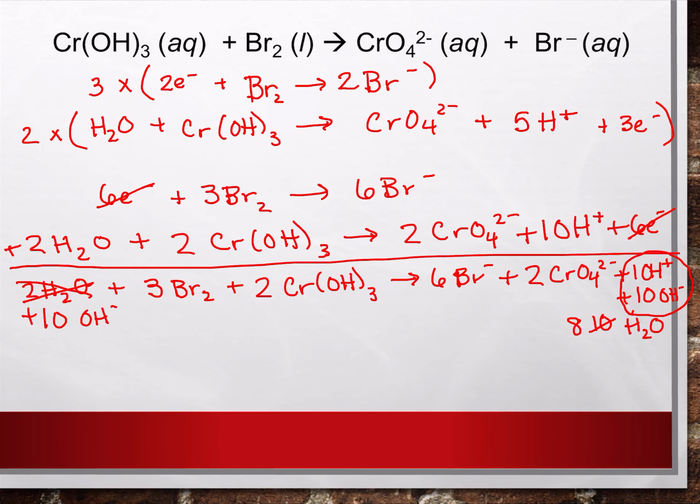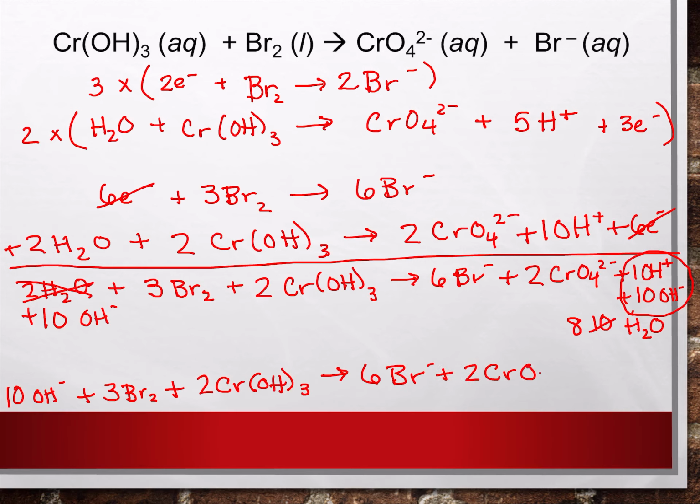So, rewriting this to be neater, we have 10 OH minus plus 3 Br2, and I'm leaving out the phases of matter right now just because I'm going to run out of space if I don't. So there you go. That is the equation when balanced in basic solution. So again, it's the same as balancing it in acidic solution. You just have to do that last step with the hydroxides and the waters at the end.